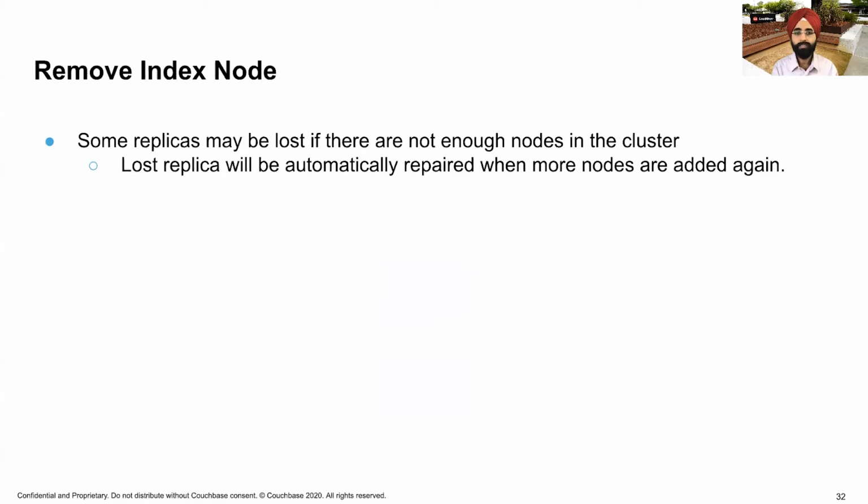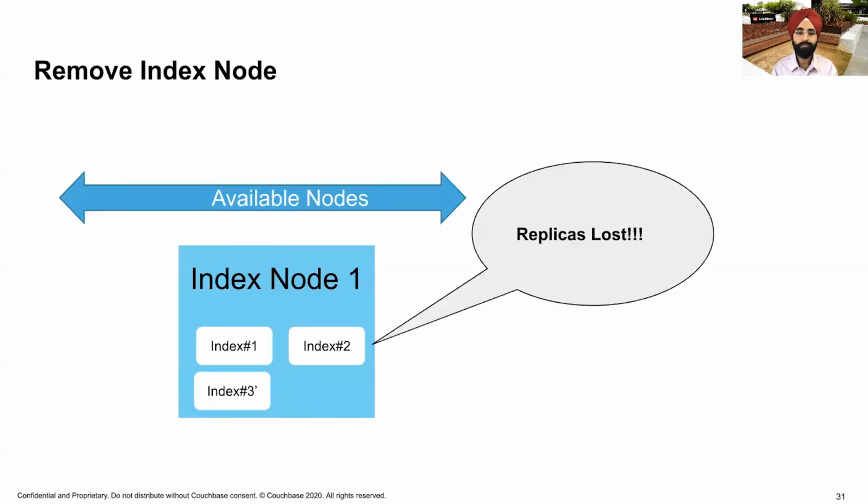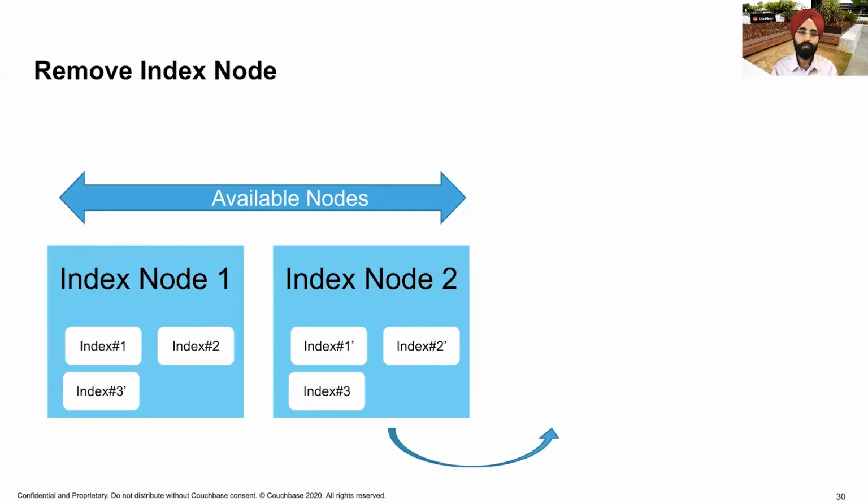So some replicas may be lost if there are not enough nodes in the cluster. However, the important point to note is that lost replicas will be automatically repaired when more nodes are added again. So in this case, if another node was added again, it will repair these lost replicas and the system would look similar to this.